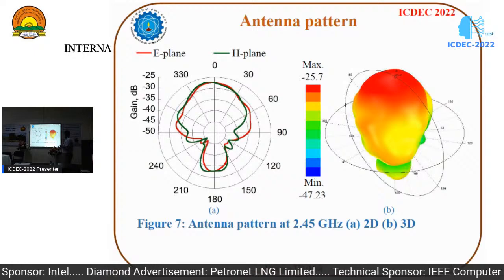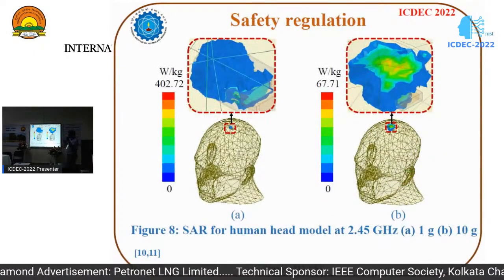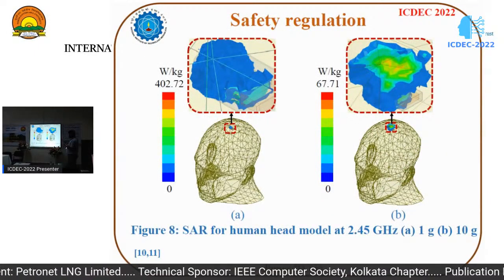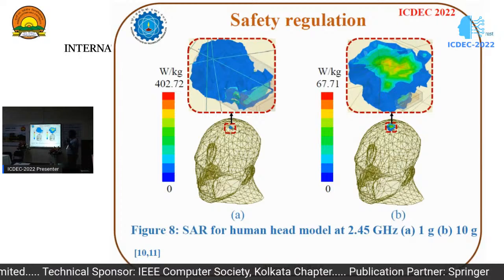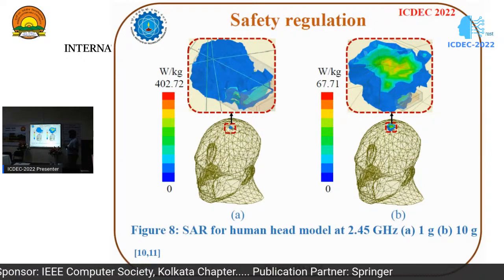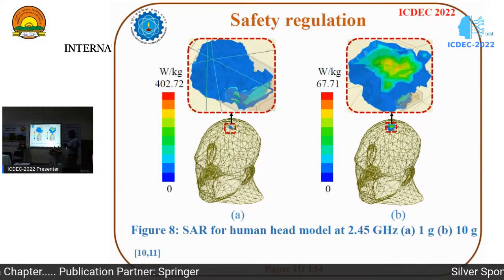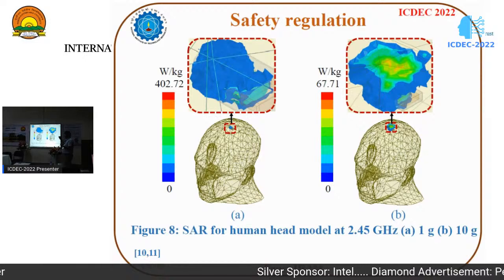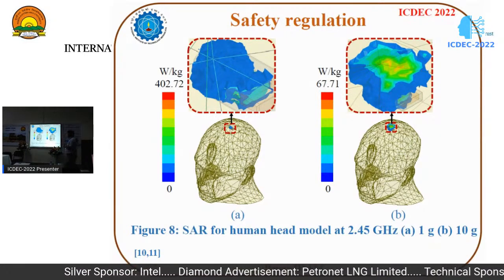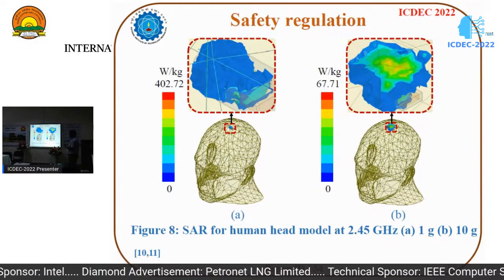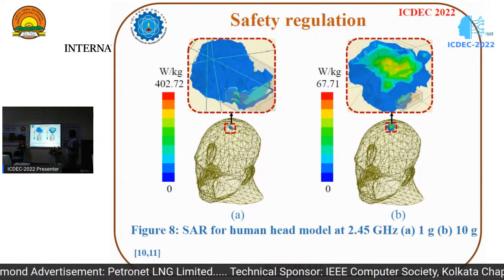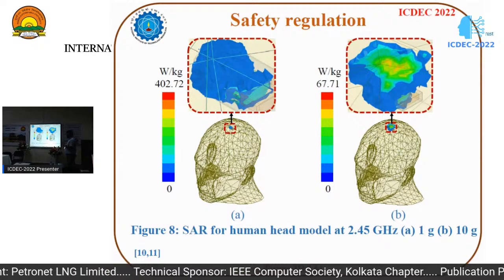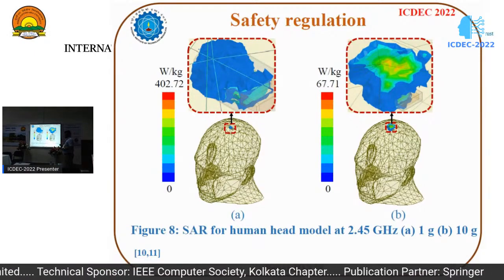So from the safety point of view, when I simulate with one watt input, the SAR value obtained is 402.72 for 1 gram. This means that if I give an input of 4 milliwatt, then I can maintain the safety regulation for 1 gram. For 10 gram, it is 67.0. That means if I give 29.6 milliwatt, then it satisfies the safety regulation, which is defined by IEEE.